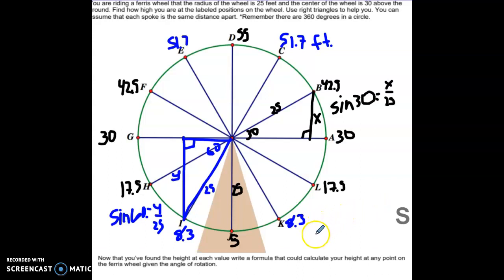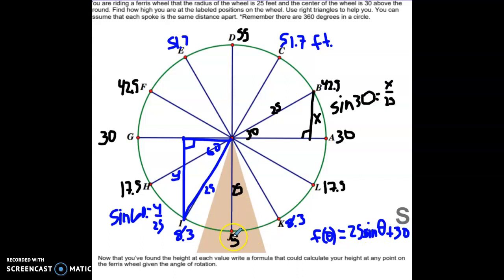So take a second, think about that, and let's write what our equation would be. Well, our equation would look like this. F of theta, where theta is the angle of rotation, so that's our independent variable, is 25 times the sine of theta. And then what we did is we added 30 every time. And the cool thing about this formula is it works for every angle.